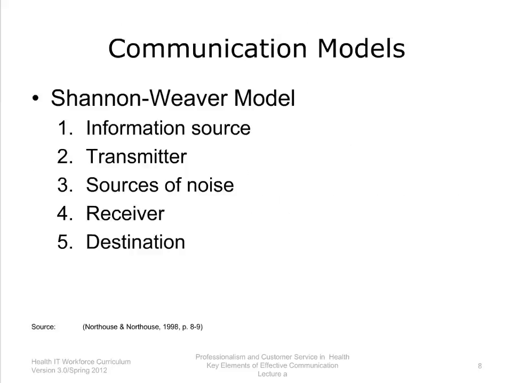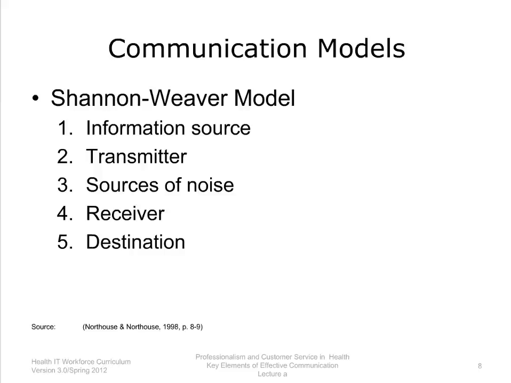Nordhaus and Nordhaus discuss a variety of communication models. One of the oldest communication models is known as the Shannon and Weaver model. Developed in 1949, the model contains 5 components which are focused around the message itself. They are 1. Information source, 2. Transmitter, 3. Sources of noise, 4. Receiver, and 5. Destination. The information source is the actual message content of the conversation.